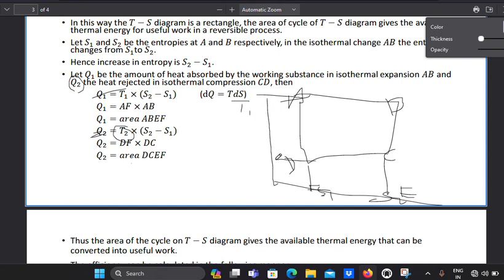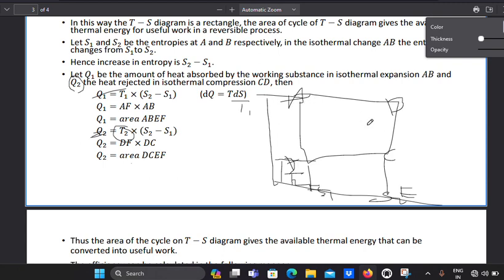But from here to here, it is temperature T2 only. Okay, now see, T2 means T2 temperature. Where to where? From here to here. Here it is D, and this is F, DF. So that is why DF is written. Okay, and next is S2 minus S1. S2 minus S1 is CD we have to take here.